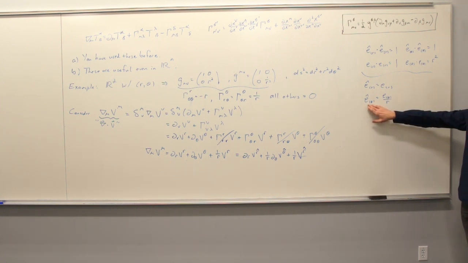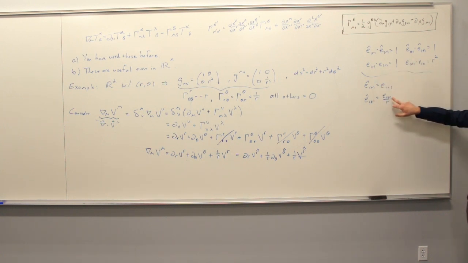And clearly you can see that if I take e theta dot e theta and I replace it with e theta over r, and then e theta is r squared, and then that cancels the r squared. Okay.